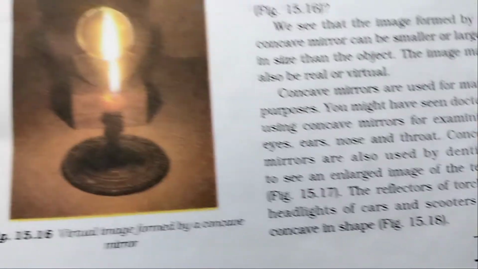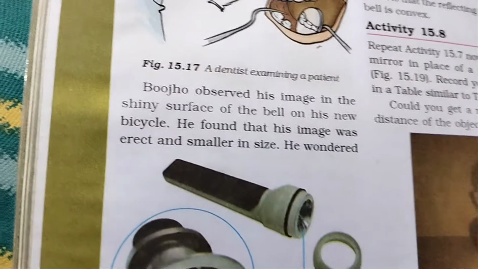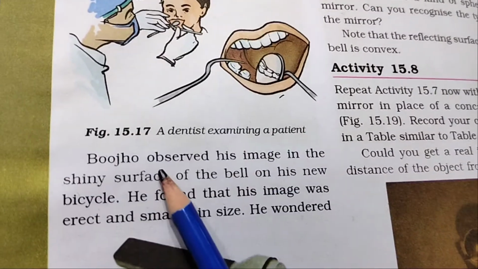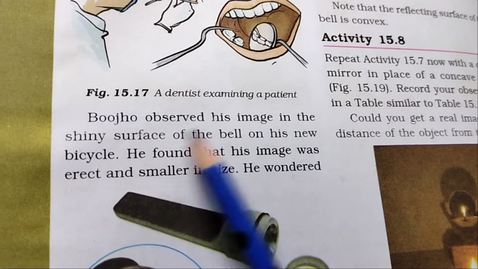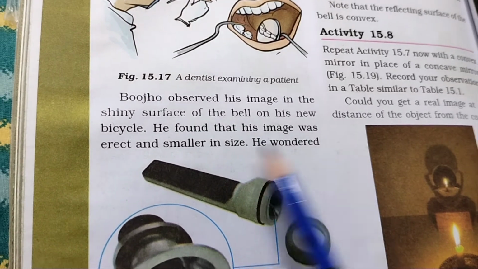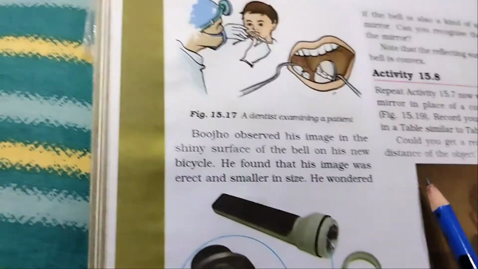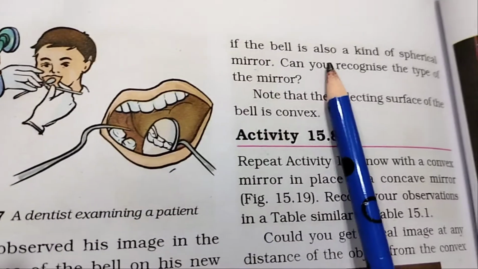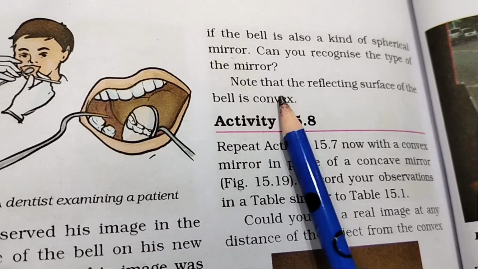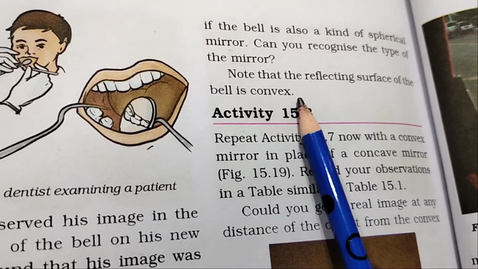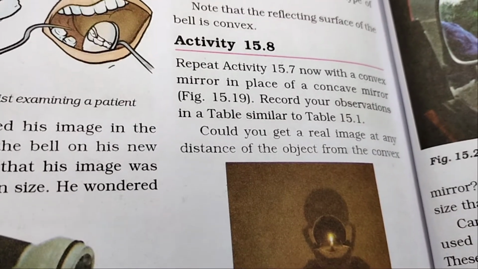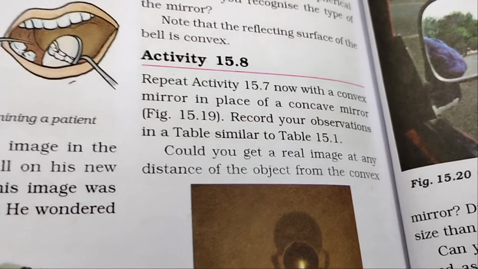Coming to the next page. Can you see the image here? A dentist is examining a patient. Fine. And Bujo observed his image in the shiny surface of a bell on his new bicycle. He found that this image was erect and smaller in size. So he wondered, if the bell is also a spherical mirror, can you recognize the type of the mirror? Yes, you can note down that the reflecting surface of the bell is a convex mirror. Clear? And in activity 15.8, you can repeat activity 15.7 with a convex mirror also.